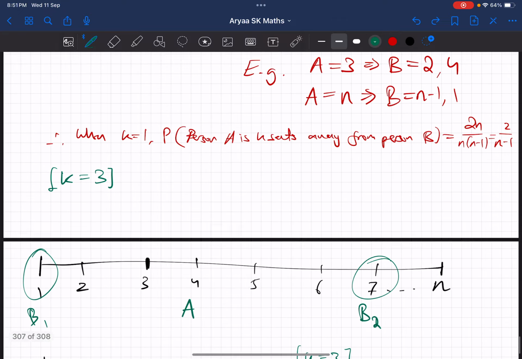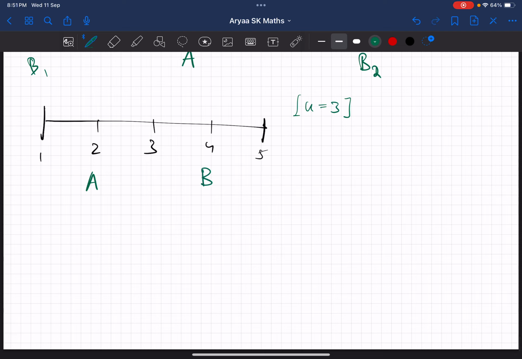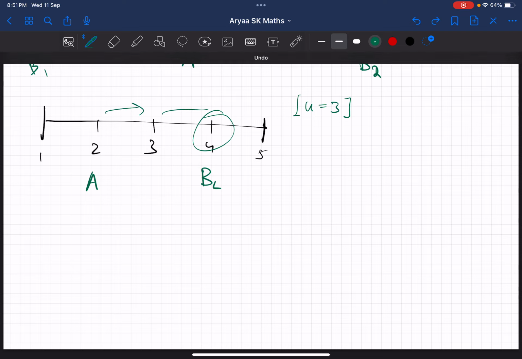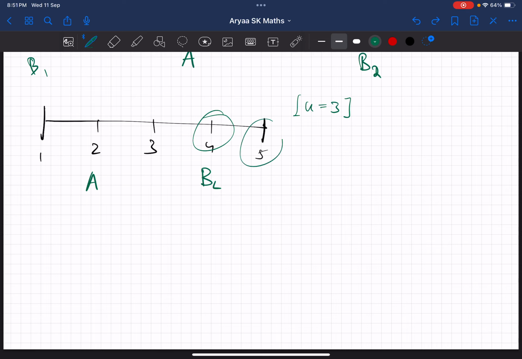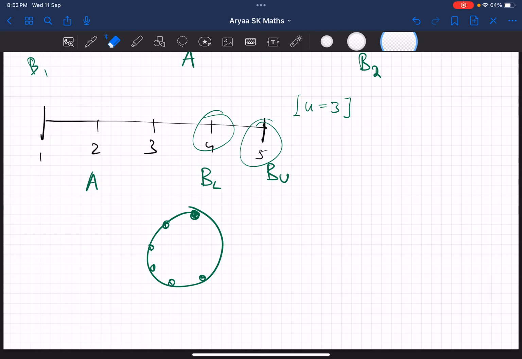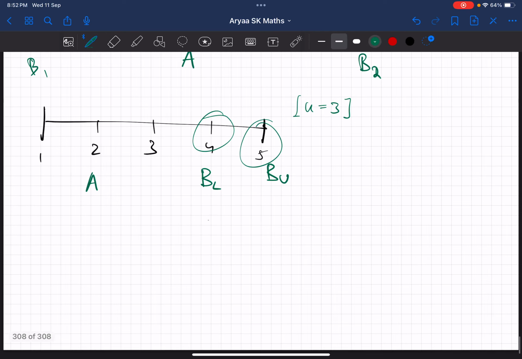So we'd have the lower solution, I'll call it BL, where we go left. This would be at 4, and 1, 2, 3. Our upper solution, BU, would be at 5. So they'd be at different positions. And I think it makes sense if you think about on a circle, no matter where you select A, there's always going to be another person K seats away. You'll just have to wrap around the circle a few times.